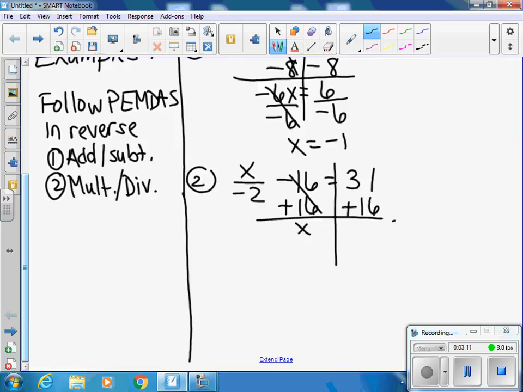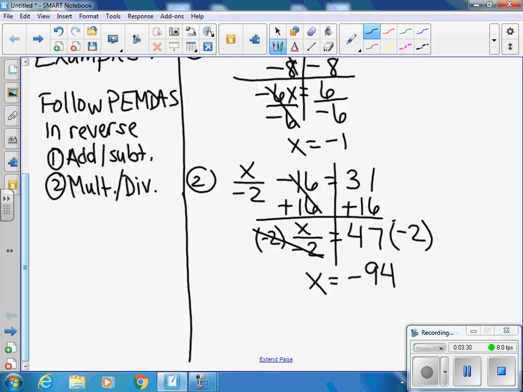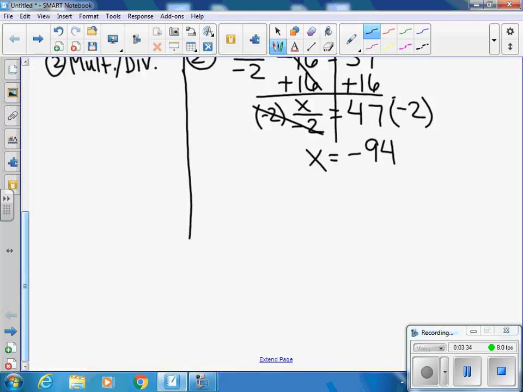So now I have x divided by negative 2 equals 47. Because x is being divided by negative 2, if I want to undo this, I need to multiply by negative 2 to make it go away. That crosses off my negative 2's and leaves me with x equals negative 94 for an answer. So just make sure that you're using your operations and your signs correctly as you go through and solve these.